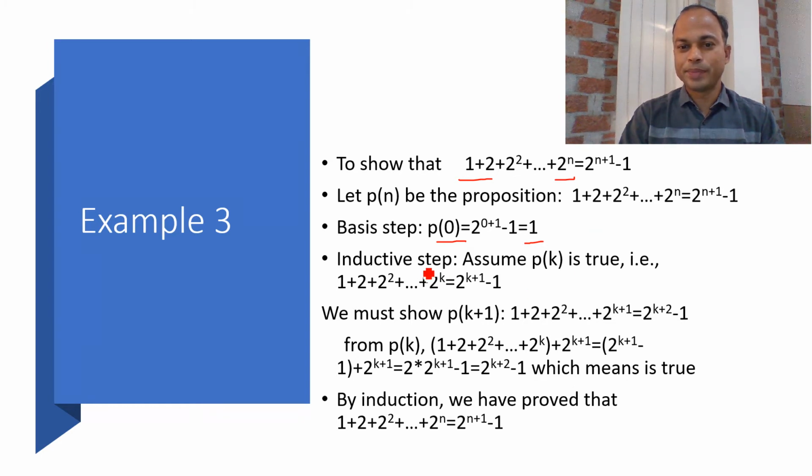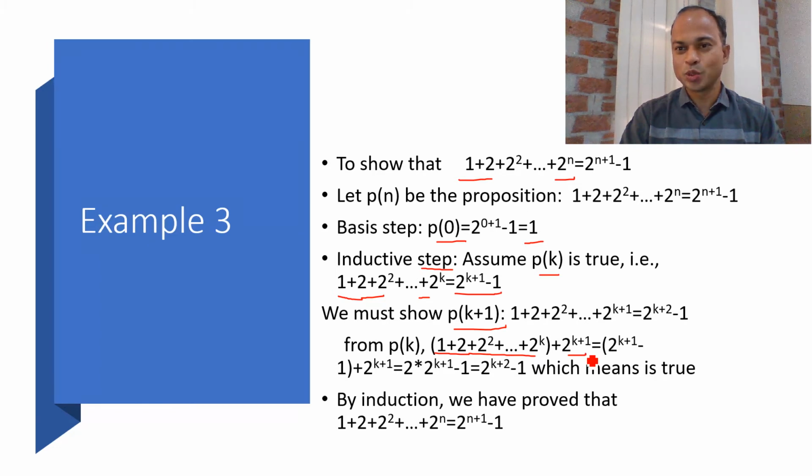After it, we are applying the inductive step. We put n equals k, and here we are able to write 1 plus 2 plus 2 square up to 2 raised to the power k equals 2 raised to the power k plus 1 minus 1. Now we have to demonstrate it for Pk plus 1. So from Pk, we are able to write 1 plus 2 plus 2 square up to 2 raised to the power k plus 2 raised to the power k plus 1.